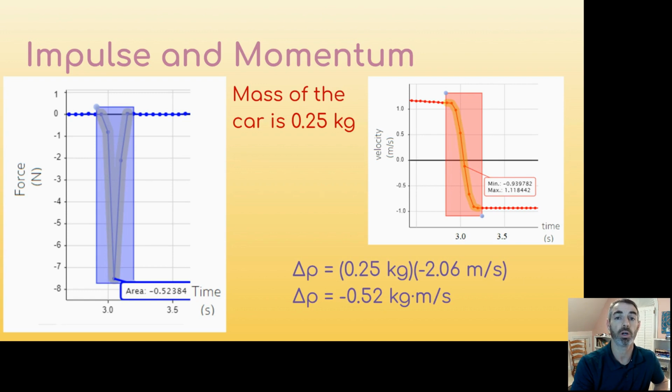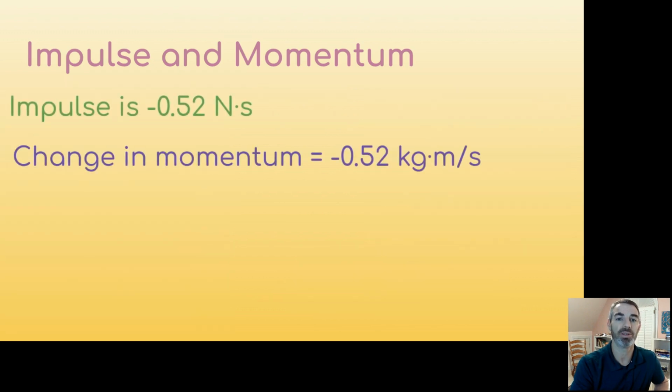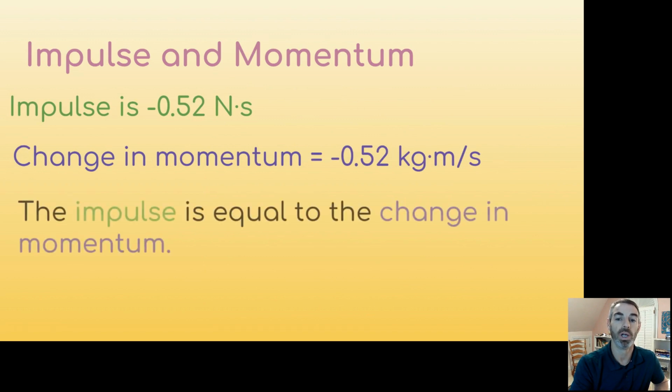Now these units, if you look a little closer, are the same units if we substitute a Newton as a kilogram meter per second squared. So what does that tell us about impulse and momentum? Well, those values being the same means that an impulse is simply defined as a change in momentum. The impulse and the change in momentum in this case are both equal.